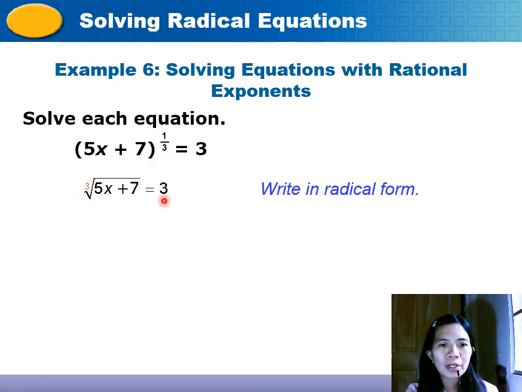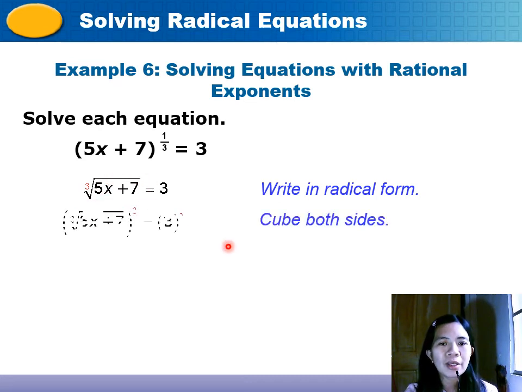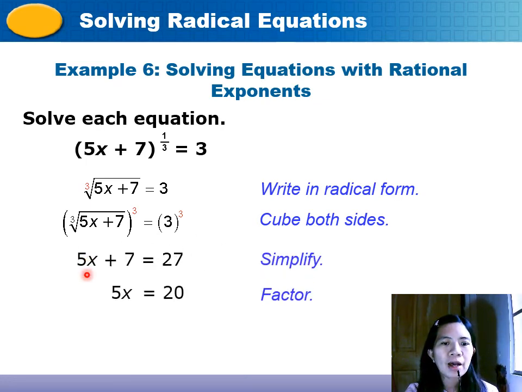So equals to 3. Now, we are going to raise both sides of the equation to the cube since our index is 3. So 3 divided by 3 is 1. So we have, simplify, 5x plus 7 equals the cube of 3, which equals 27. Then combine like terms, get the additive inverse, it will be minus 7. So we have 5x equals 20.